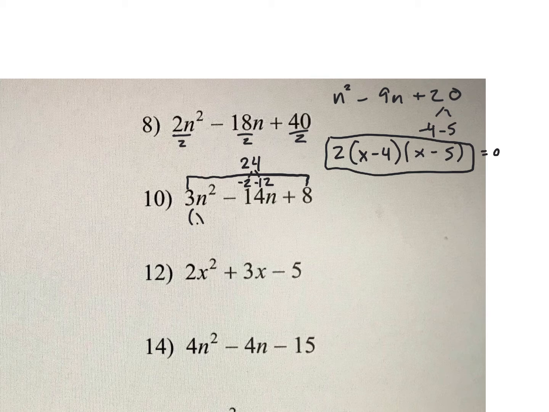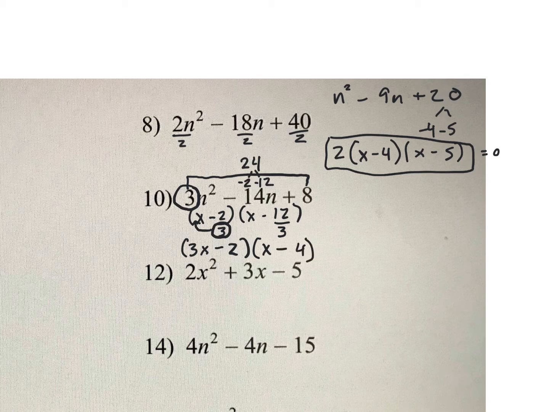So we have x, they use n here, but I'm just going to keep it with x minus 2, x minus 12. And then because I did this additional step in the beginning where I multiplied that 3 to the last term, I have to make sure I go back in and divide these terms by 3. If it doesn't simplify, we move it in front of the x, so this would be 3x minus 2. If it does simplify it, 12 can be divided by 3 to 4, so that would be x minus 4.